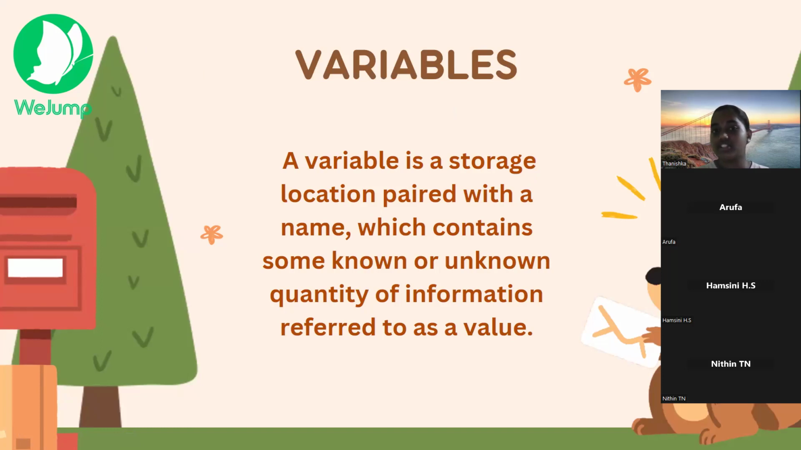So it's a storage location. It's a place paired with a name. So it's a place, and you can give a name for the place, and which contains some known or unknown quantity of information. It's mentioned as known or unknown because known means you give a certain value in a variable. For example, apple is equal to 10. You just think 10 rupees, okay? So it's a known value. And then when you add input to it, it's unknown because you don't know what the user may give as input.